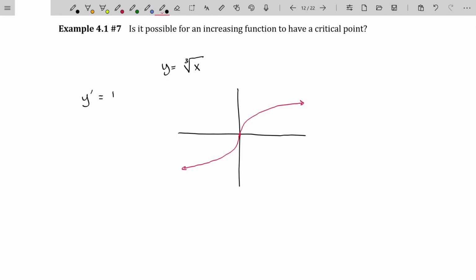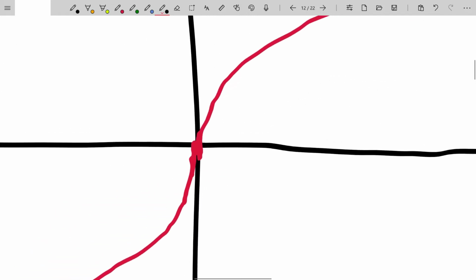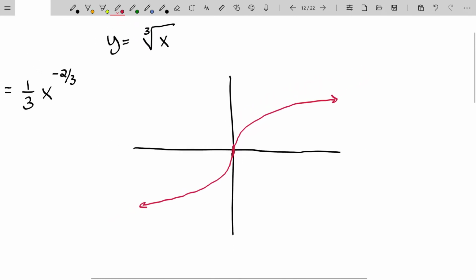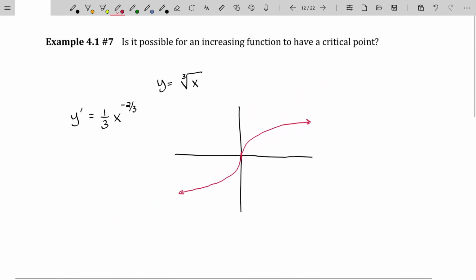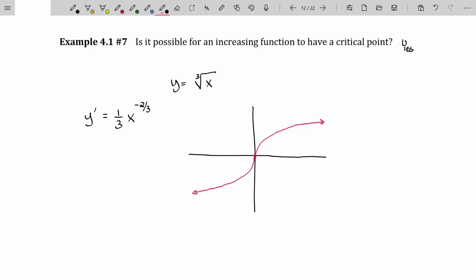y prime is equal to 1/3 x to the negative 2/3, and therefore the derivative does not exist at 0, because the graph momentarily becomes vertical at x equals 0. And that is, by definition, a critical point. So there you go: an increasing function that does have a critical point at 0. And just for completeness, I wrote yes on that.